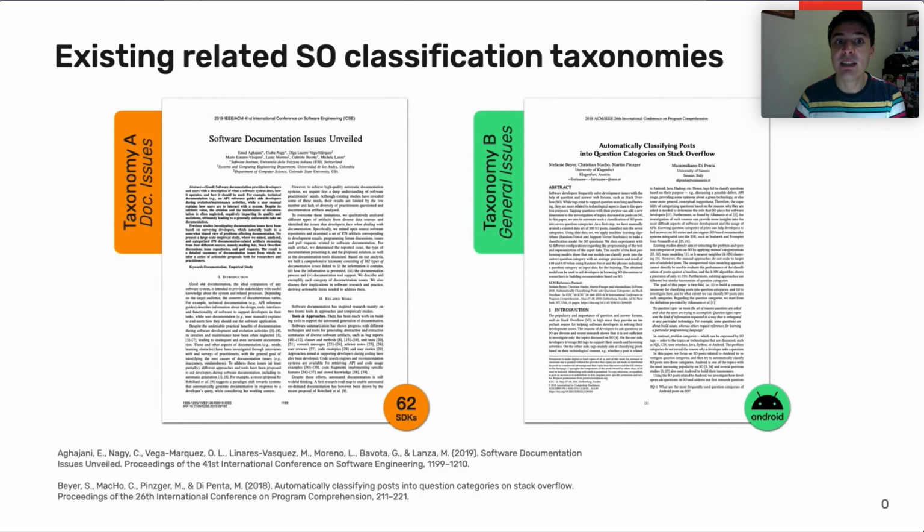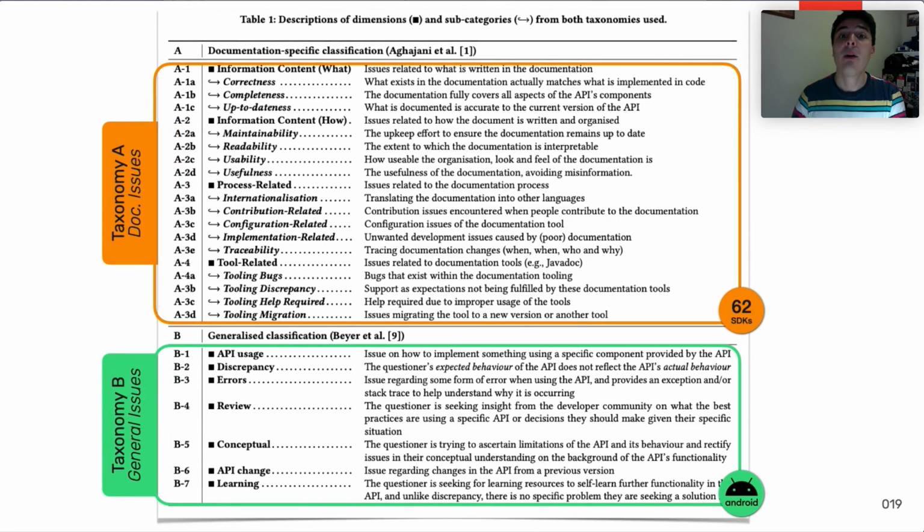To classify these issues, we used 2 existing classification taxonomies. On the left is a classification taxonomy around software documentation issues, and on the right is a classification taxonomy on generalized Stack Overflow questions in the domain of Android issues. Of course, as we're not the original authors of these papers, we provided our interpretations of both taxonomies.